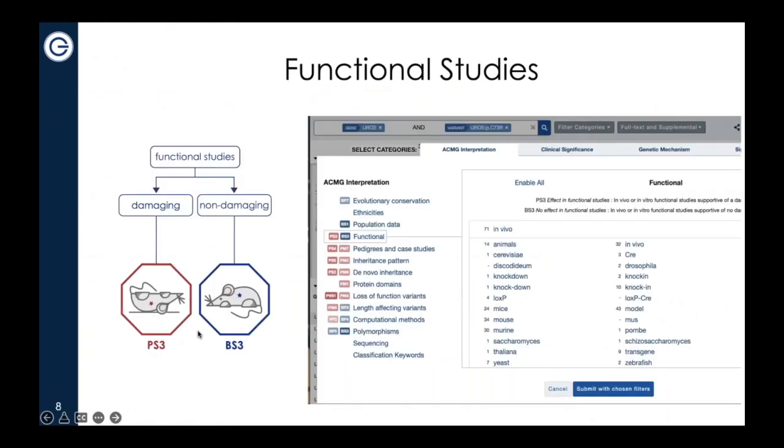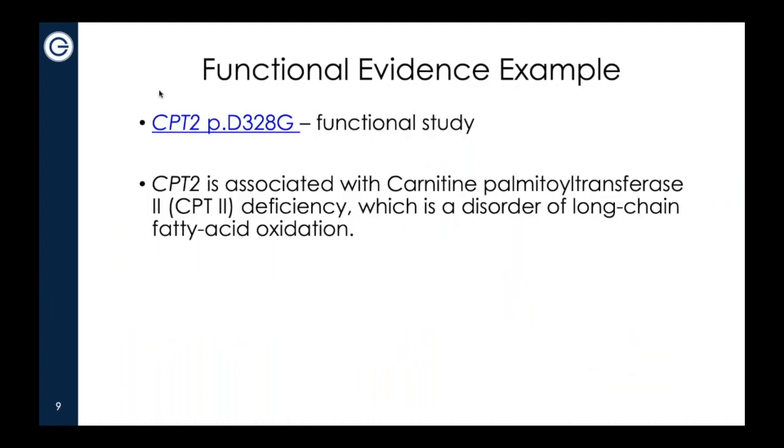So besides clinical evidence, Mastermind is also particularly useful for identifying functional studies, as I mentioned earlier. So we have functional categories of our keywords as well that can be used to filter the results. So I'll use another example here, which is CPT2 D328G. CPT2 is associated with CPT2 deficiency, which is a loss of enzyme activity.